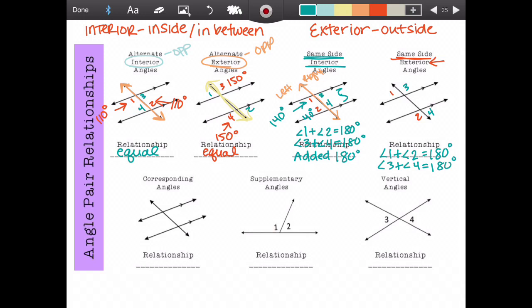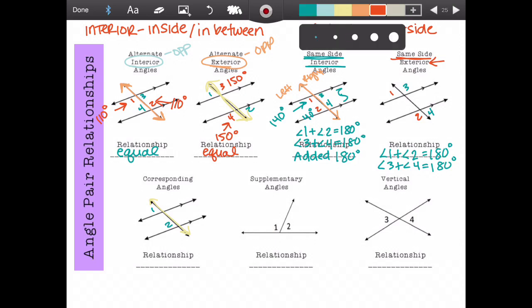Okay, now this kind of combines alternate and same side together. So corresponding is, let's first highlight this transversal. Corresponding is going to be alternate sides or opposite sides of the transversal, and one angle is going to be on the exterior of the parallel lines and one is going to be on the inside. So let me show you. Corresponding angles could be 1 and 2, same side of the transversal, but one on the inside of the parallel lines and one on the outside of the parallel lines.